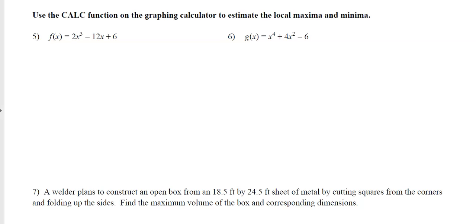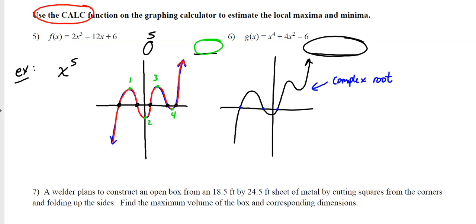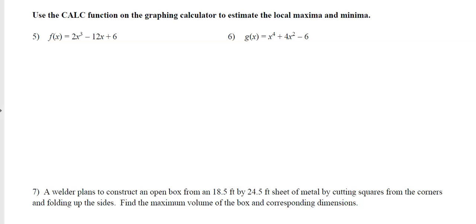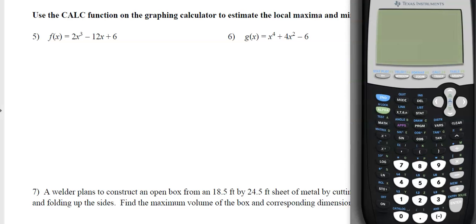All right. Use the calc function on the graphing calculator to estimate the local max, local min. So I'm going to show you really quick how to graph these. I'm going to open up the graphing calculator, fire it up, and I have f of x equals 2x to the 3rd power minus 12x plus 6.